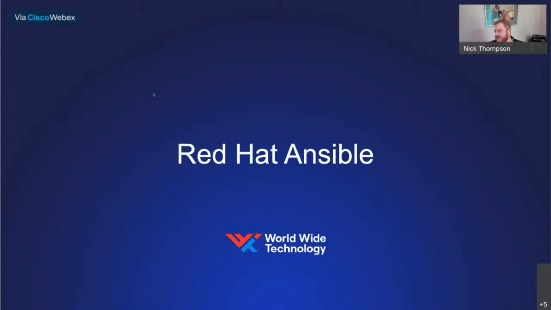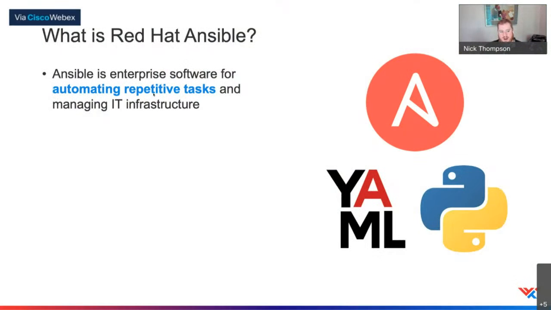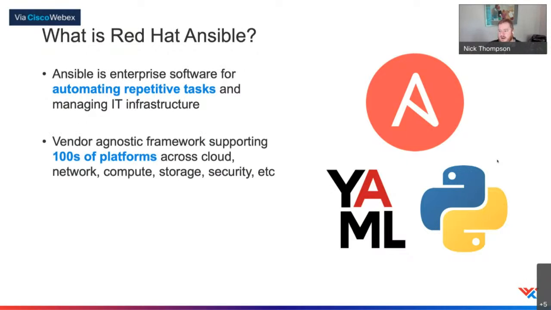Red Hat Ansible, right? This is going to be kind of that introductory overview of Ansible itself. So what is Ansible, right? Ansible is enterprise software. It's used for automating repetitive tasks and managing infrastructure. I think the interesting part about Ansible is that it's written in Python, and all of the playbooks that you write are going to be written in YAML.